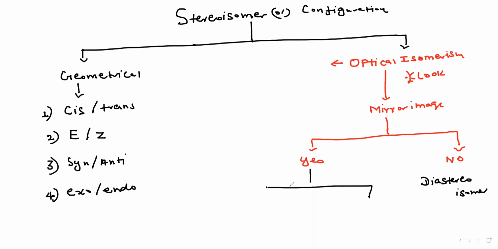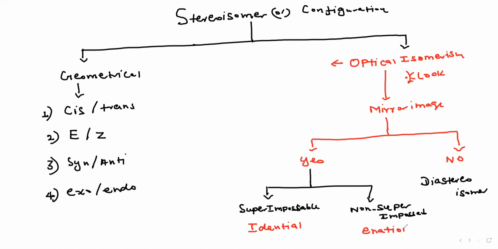If two molecules are mirror images, then they are classified into two types. One is superimposable or non-superimposable. If the molecules are mirror images and both molecules are superimposable, we call them identical molecules. Suppose the two molecules are non-superimposable, we call them enantiomers. Enantiomer. Very important, okay.